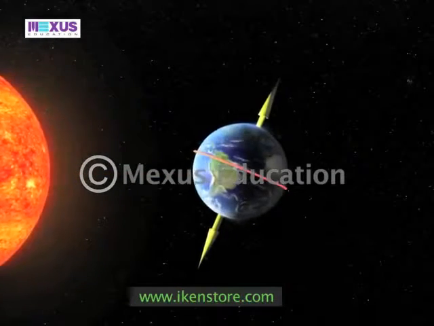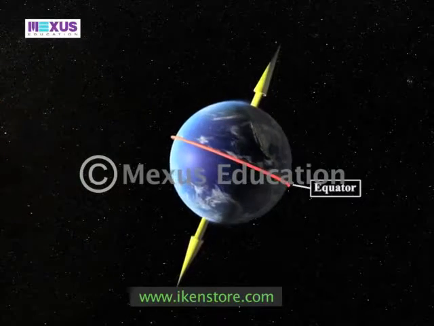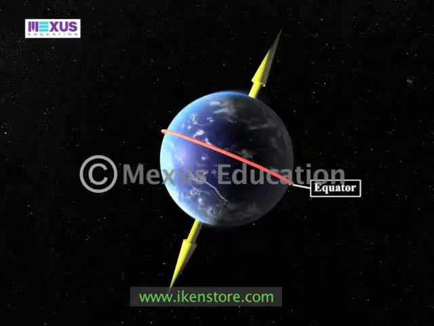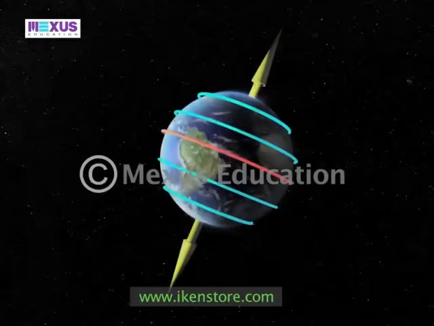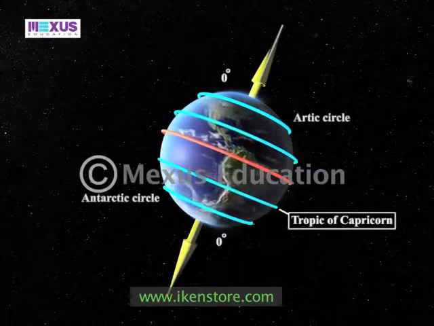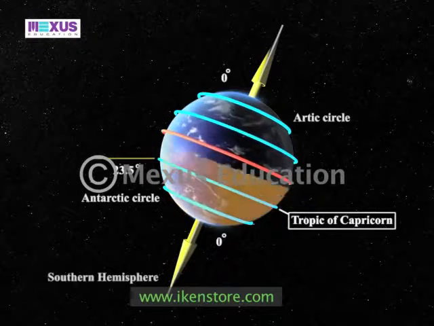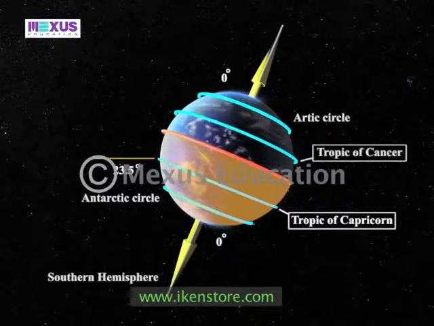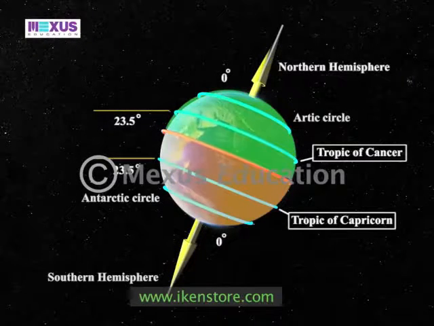Along with the axial tilt, the two other integral components in the process of seasonal change are the Tropic of Capricorn and the Tropic of Cancer. The Tropic of Capricorn is the latitude situated at 23.5 degrees in the southern hemisphere, and the Tropic of Cancer at 23.5 degrees latitude in the northern hemisphere.